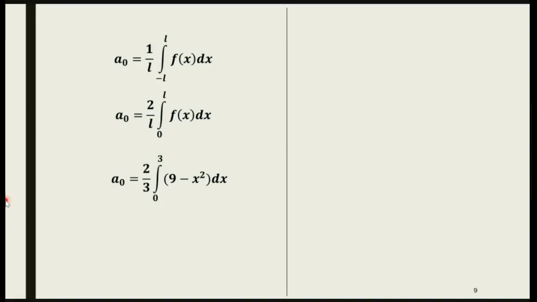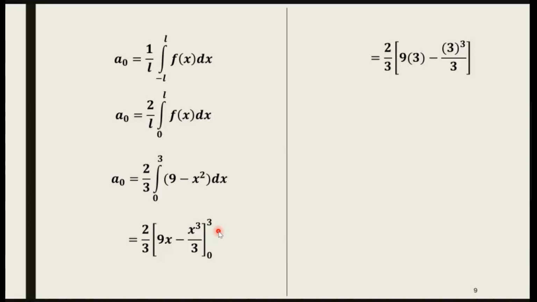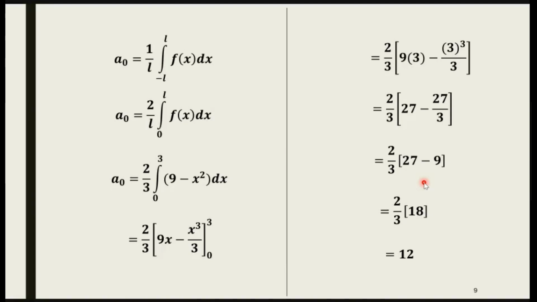Right. So we'll see that. तो हमें क्या करना है, 9 का इंटीग्रेशन इज 9x, x स्क्वायर का x cube by 3, 0 to 3. So 9 into 3 minus 3 cube by 3. So 27 minus 27 by 3 or 27 minus 9, that is 18. So it's equal to 12, correct.